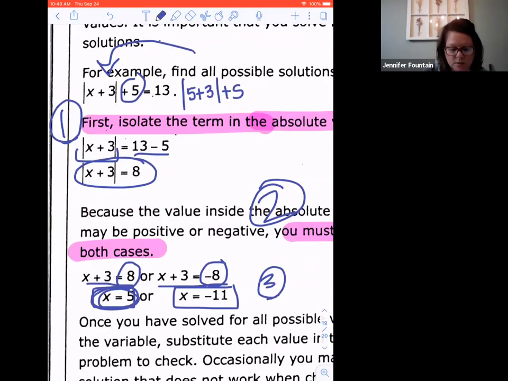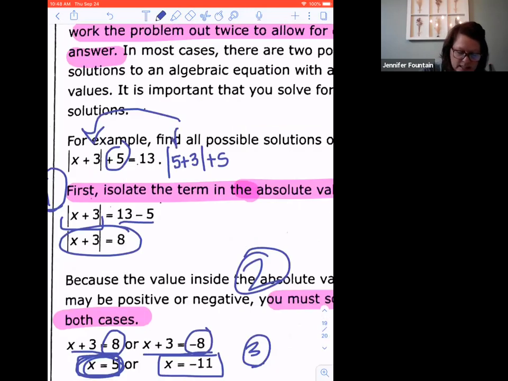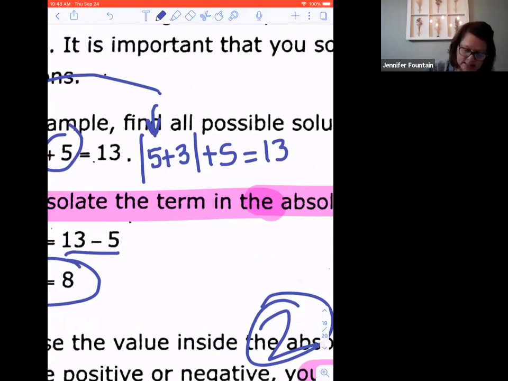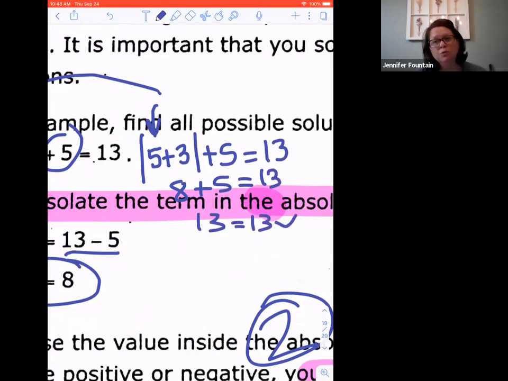That's one of our possible solutions. So I have plugged it in here for x equals 13. The absolute value of 5 plus 3 is 8. So 8 plus 5 equals 13. So 13 equals 13. That's a true statement because I have something on the left equals something on the right.